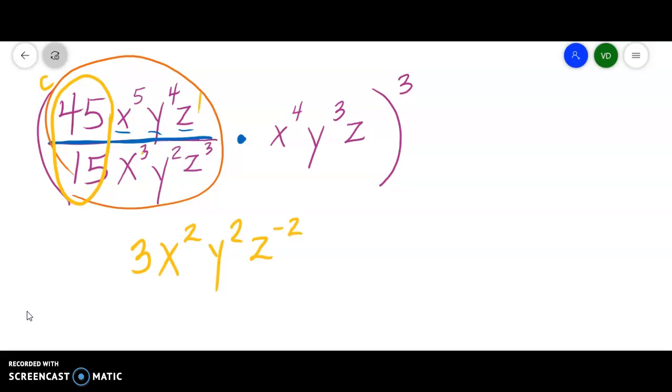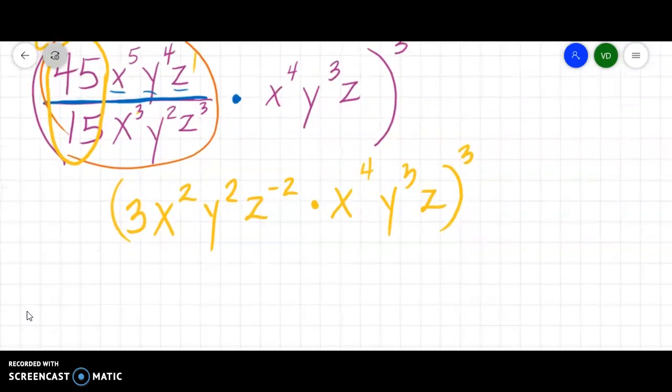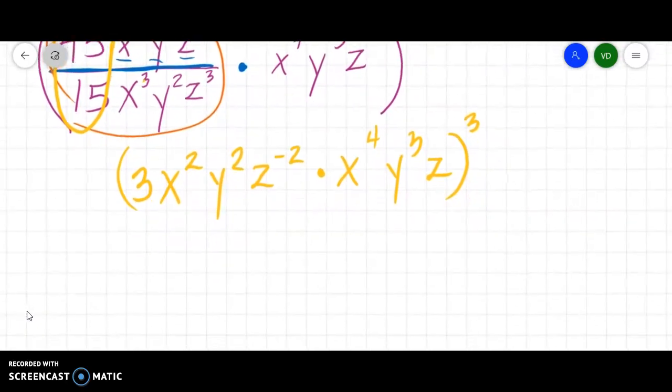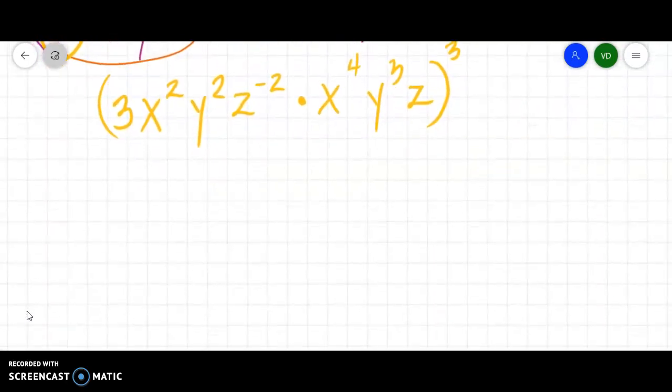Okay, that's only my fraction. I still need to multiply it by x to the fourth, y to the third, and then z to the first power. So you see, it looks a little bit easier. I got rid of my fraction. Just going to move it down a little bit.